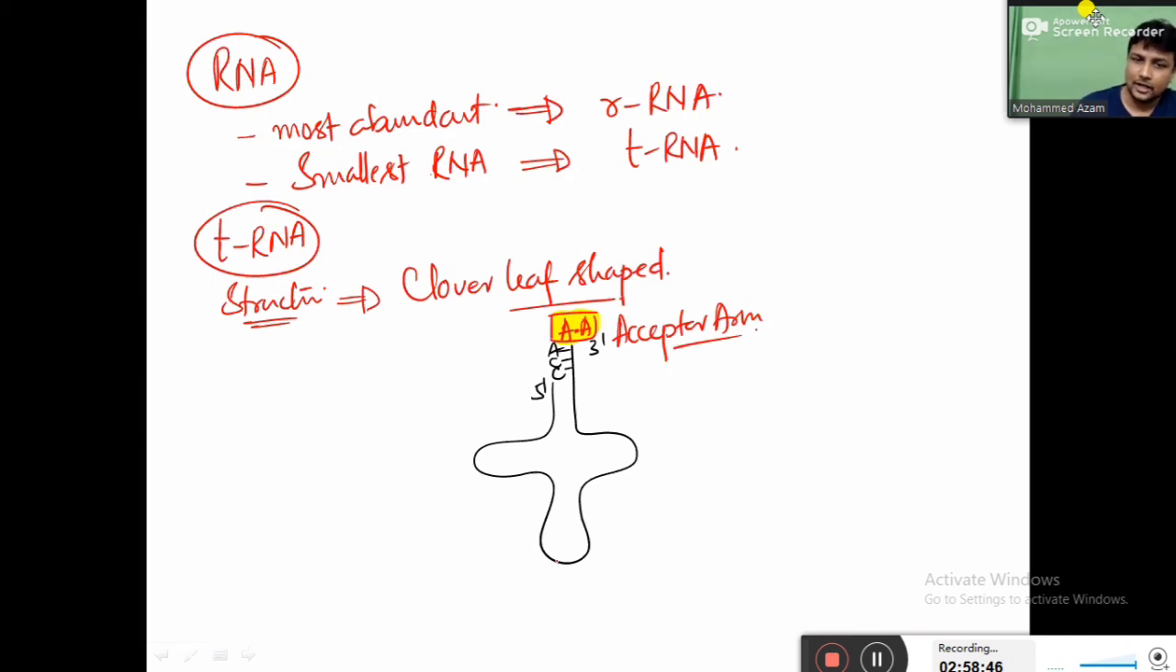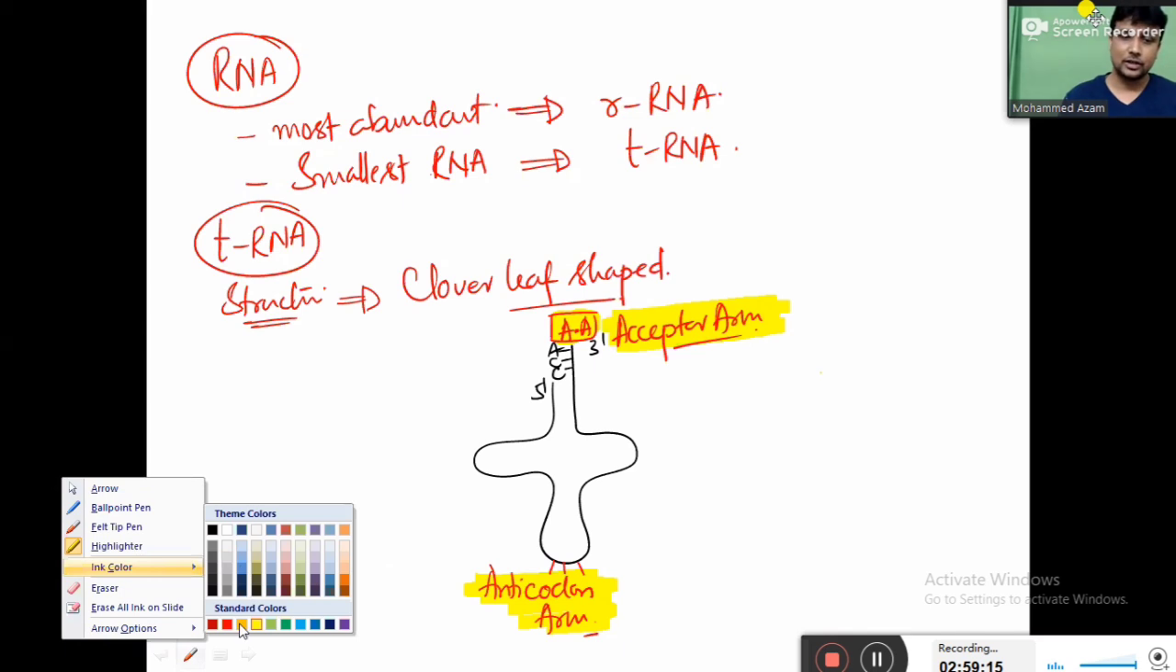Exactly the opposite arm is for reading the codon. Therefore, this arm is known as the anticodon arm. So the 3' end will be the acceptor arm and the opposite arm will be the anticodon arm. The other arms are actually not needed. To be very frank, for your MCA exam, if you learn the acceptor arm and the anticodon arm, that is more than enough.